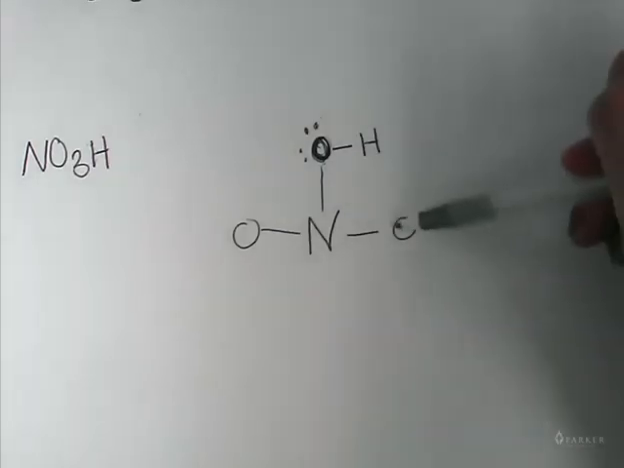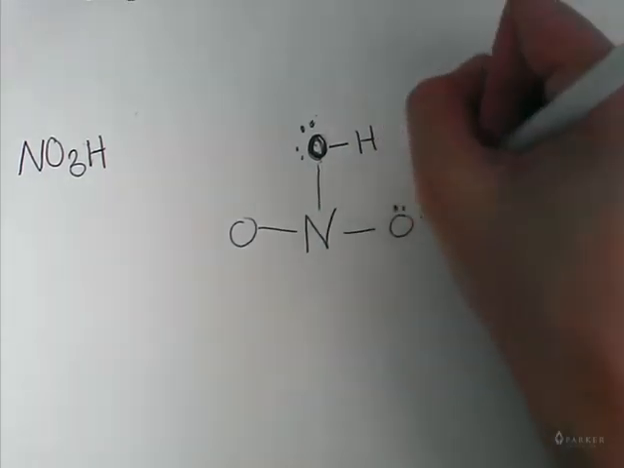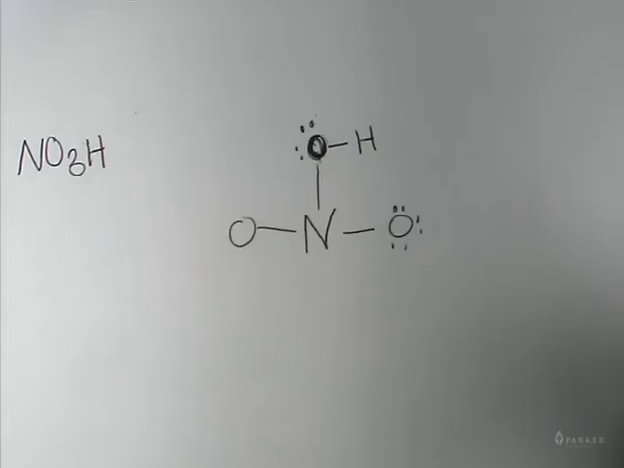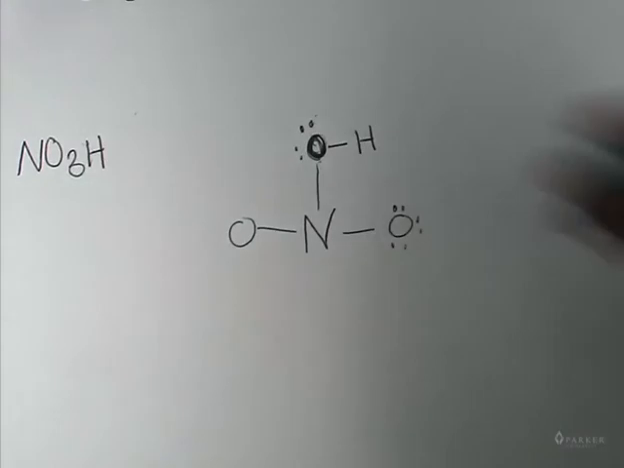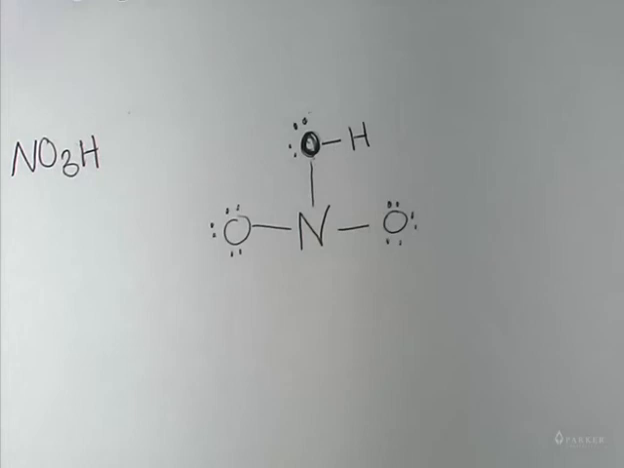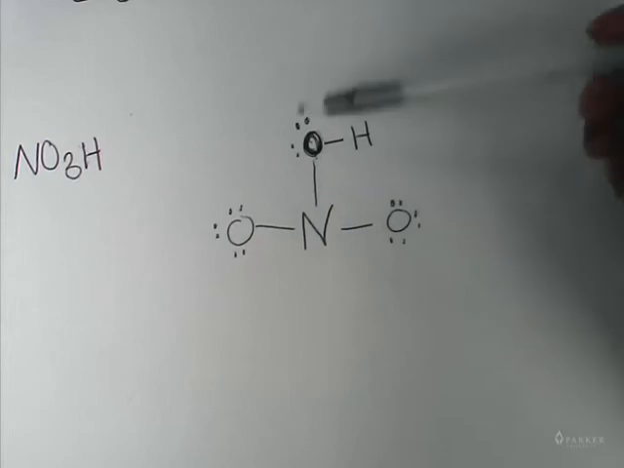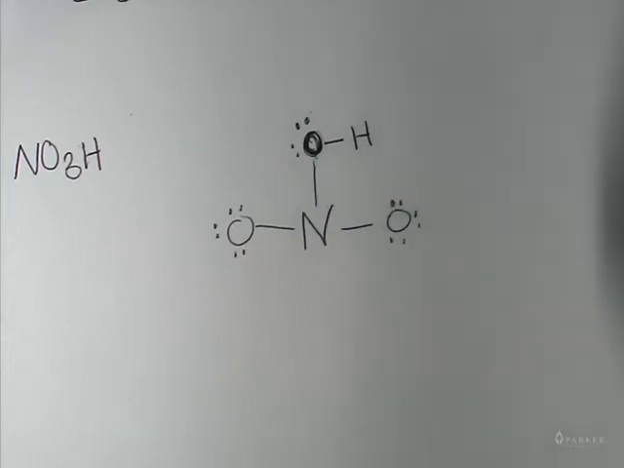Now what about this oxygen here? How many more does it want? 6. So we'll pair those up to make 6. And what about that last one there? 3 more. Okay, and that's actually all the electrons that you have. Okay, we've made everything happy, but we never checked nitrogen.